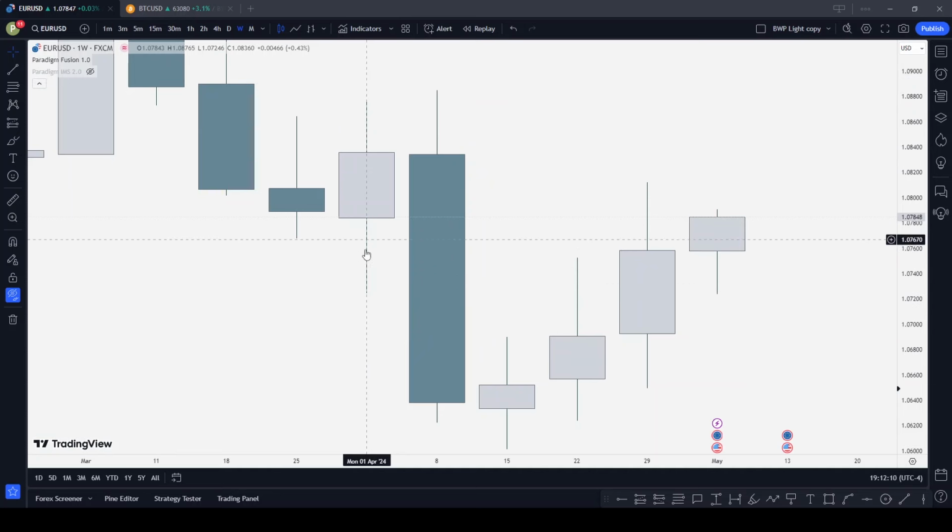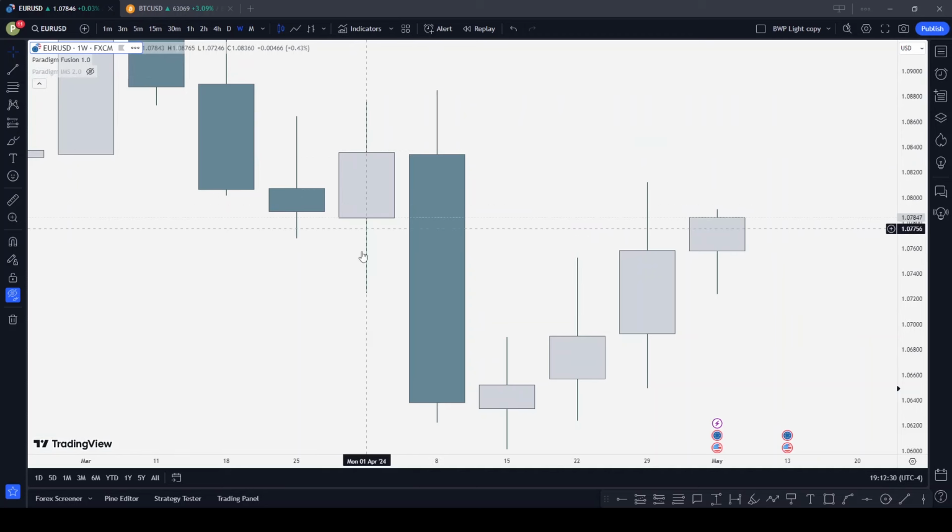So when I say manipulation, I'm referring to a stop run, or in the case of a bullish bar, a downward swing in price, and then you get a kind of reversal, and towards the end of it, you get a retracement. So I hope you understand that basic concept.